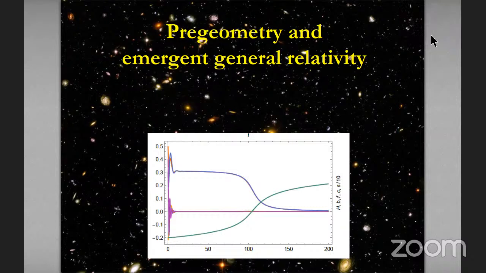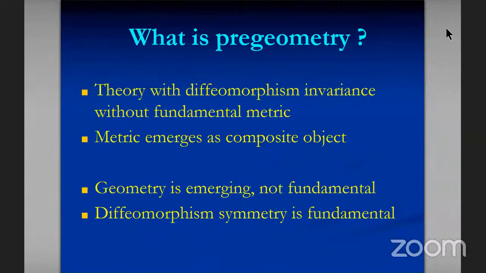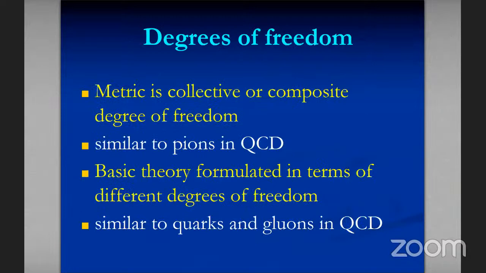So, next slide. First question is, what is pregeometry? Pregeometry is a theory where diffeomorphism invariance is kept, but it has no fundamental metric. So the metric emerges only as a composite object. In short, geometry is emerging, not fundamental, but the symmetry of diffeomorphisms is fundamental. That's a bit similar to QCD. The metric can be considered as a collective or composite degree of freedom, and that's similar to the pions in QCD.